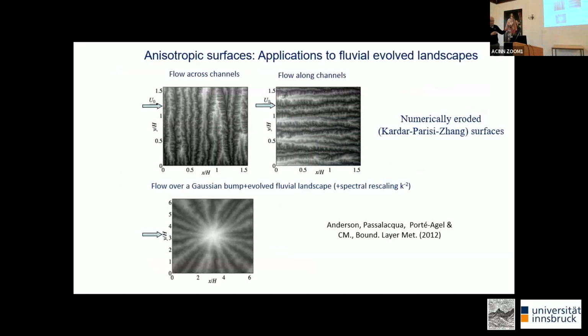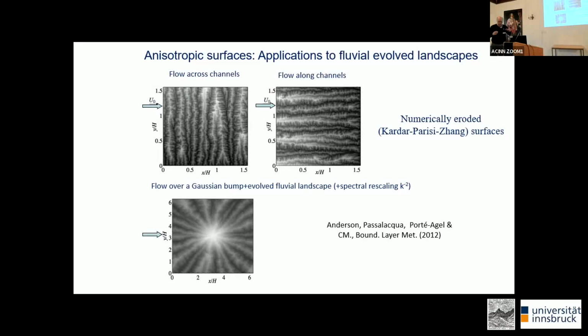So we applied this to several types of surfaces that have power law height distributions, so scale invariant distributions. This is work with Meneveau and Will Anderson. They had generated some numerically generated fluvial landscapes using the Z equations. And then we tried several things with the flow perpendicular to the main channels, along the channels, and a Gaussian hill distribution with this landscape.